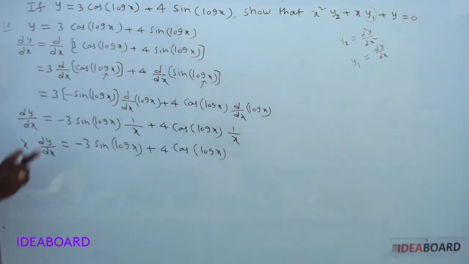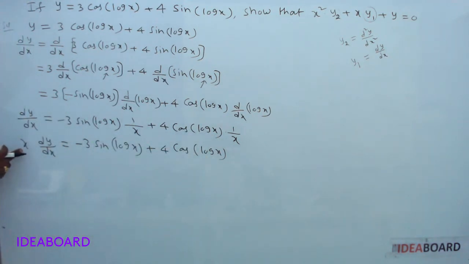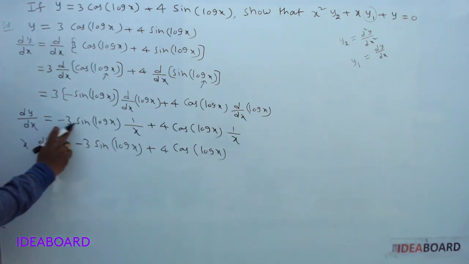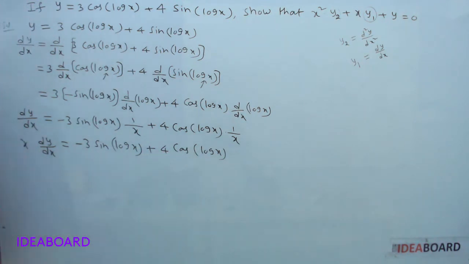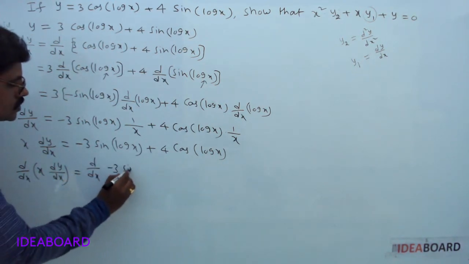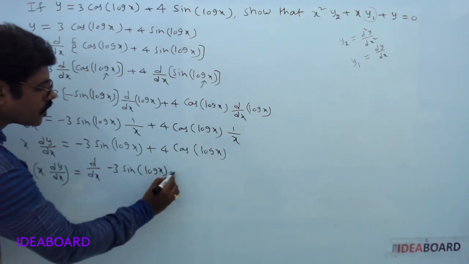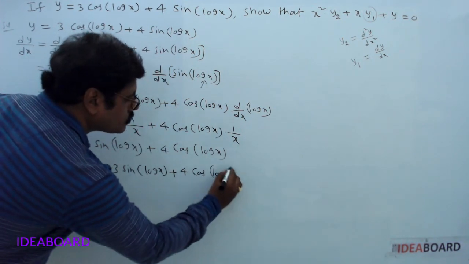Here what we are doing? Multiplying this equation on both sides with x. So we are getting x into dy by dx equals minus 3 into sin of log x plus 4 into cos of log x. Now again differentiate this equation on both sides with respect to x. That is d by dx of x dy by dx equals derivative of minus 3 into sin of log x plus 4 into cos of log x.